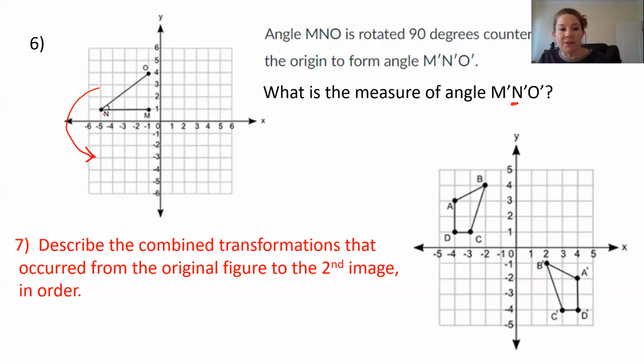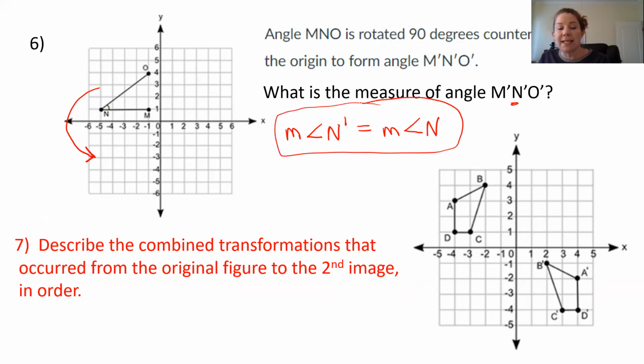Well, honestly, I don't have enough information to get a number for angle N. Like, I don't know what it is. I could guess it's about 45 degrees, but I'm not sure. But what I am sure is that the measure of angle N prime is equal to the measure of our original N. So this is a true statement.